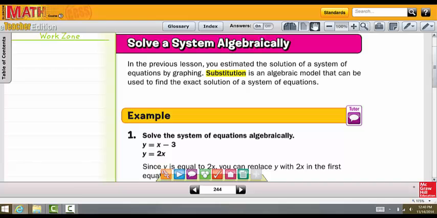This is section 3-8, solve systems of equations algebraically. So what we're going to learn to do is do the same thing we were doing with systems of equations where we were solving them with a graph. In this case, we are going to solve them algebraically. And the process we're going to use to do this is what is called substitution. So you're going to want to put this concept in your notes.